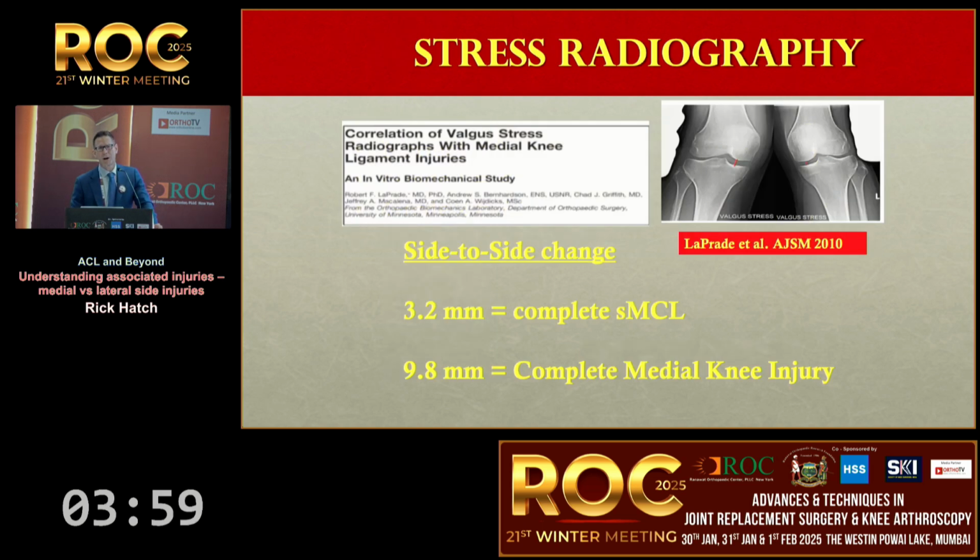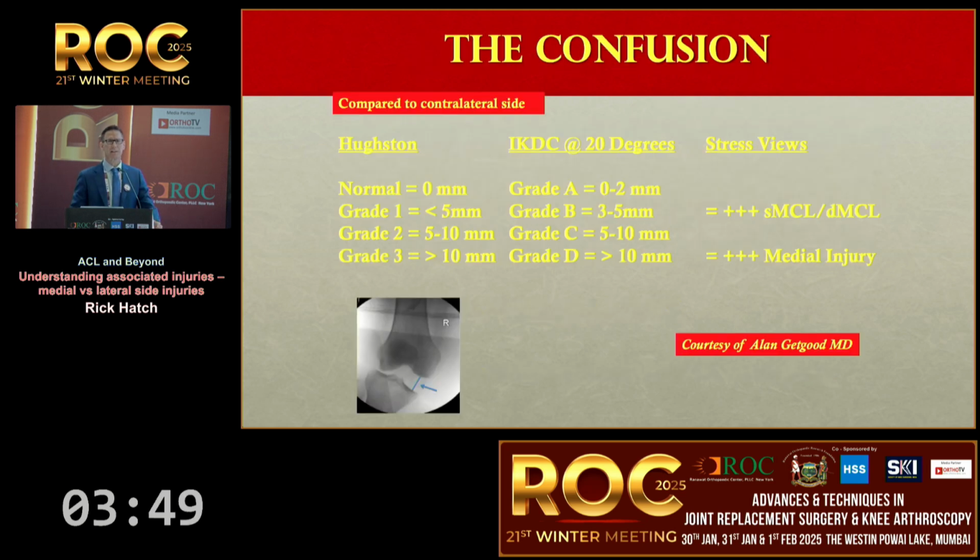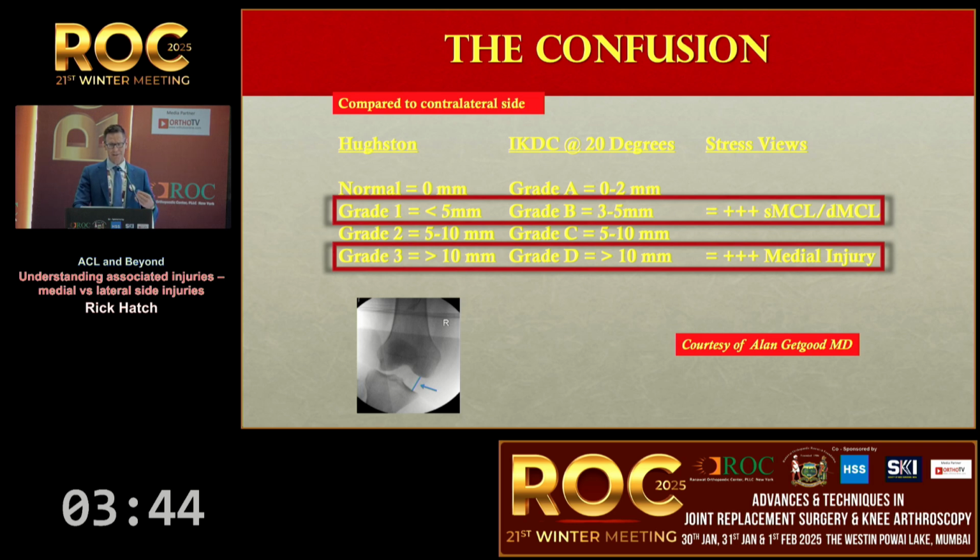And then we look at Laprade's stress testing, where 3.2 millimeters equals a complete superficial MCL, and greater than 9.8 is a complete knee injury. This is going to lead to some confusion in the way that we report this, because you can see that a grade 1 is actually a complete deep and superficial MCL, and this would be a grade 1 in the Houston system and a grade B in the international classification. So the reporting on this is all over the place, and this really is what's leading to some inconsistencies in the literature.